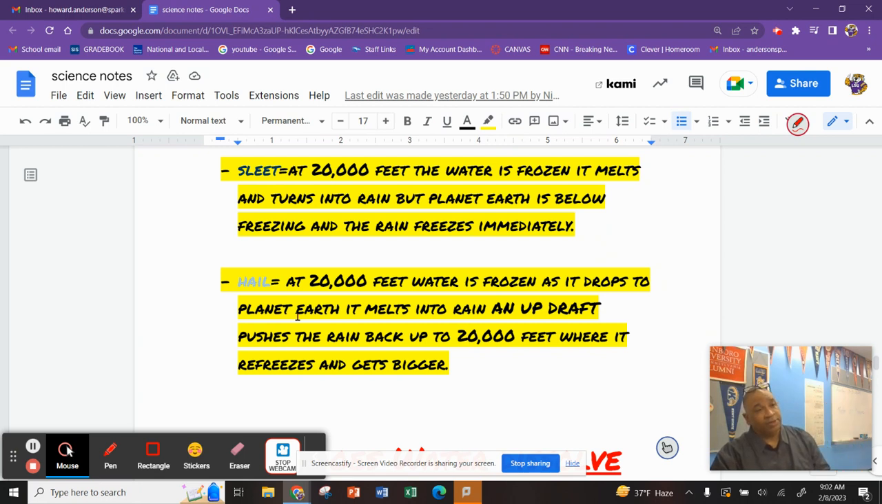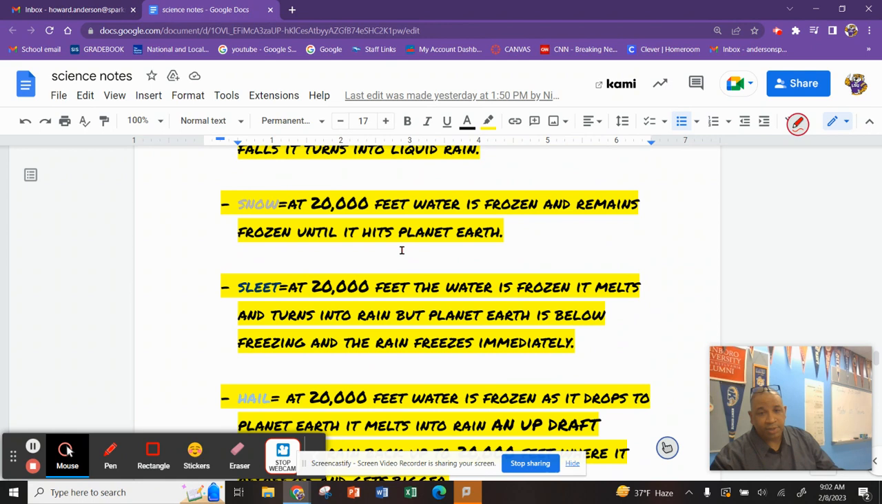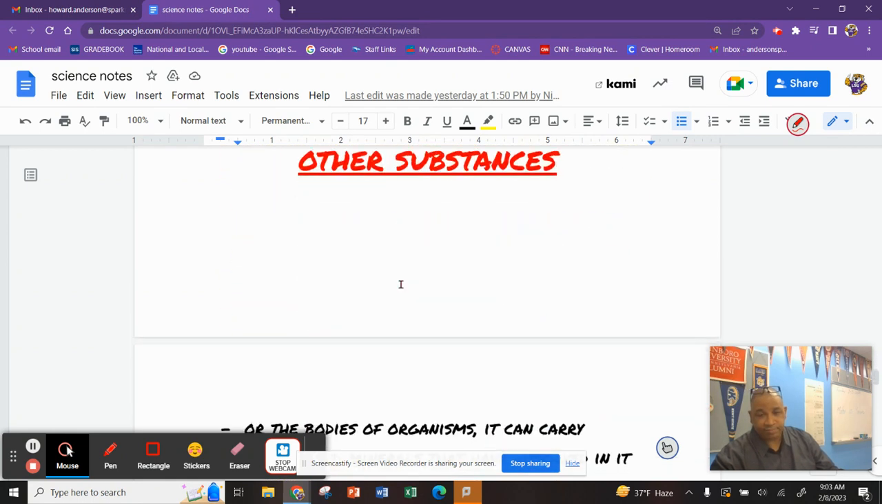It melts, but there's an updraft that kicks it back up to the clouds where it refreezes, adds water to it, keeps doing this circular formation. Eventually it gets too heavy for the updraft to keep it up, or the updraft simply is removed and they fall to planet Earth, causing a lot of damage. We looked at examples of all that on some YouTube videos, so the kids know the rain, snow, sleet, and hail. They know this pretty well, and it will definitely be on the test.